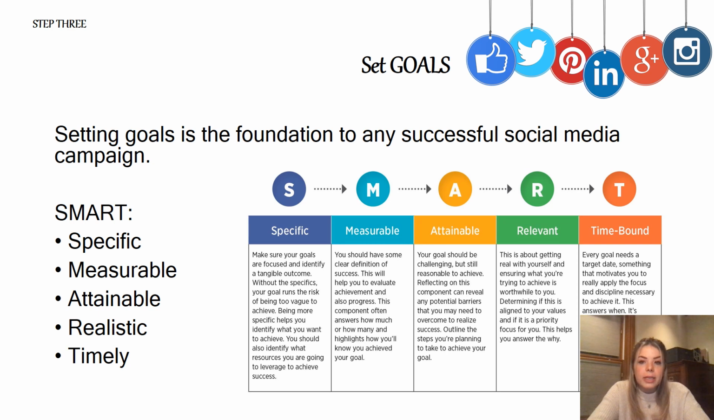Setting goals is a foundation to any successful social media campaign as it helps to narrow down what you want to achieve through your online efforts. So depending on your campaign and what your business is looking to achieve, a social media plan can have a number of different goals. Common goals for social media campaigns and plans are raising brand awareness, creating a demand for your products, building a loyal following, increasing customers or generating leads, and improving customer service.